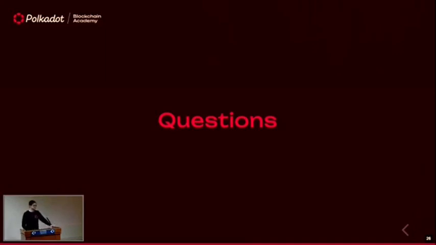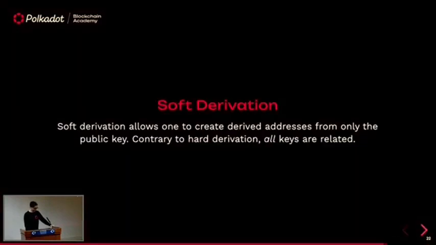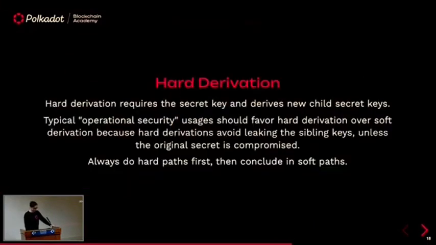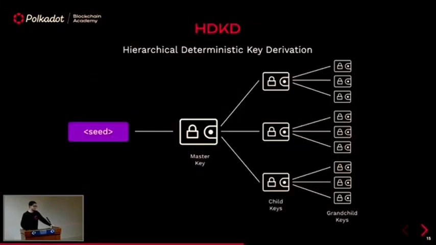Yeah, so I'm curious, before you were talking about this hard and soft derivation and this hierarchical deterministic key derivation, and I'm curious if children are compromised, can the seed be compromised as well? Is there a difference between the hard and the soft derivation, and does that make each child less secure, or?